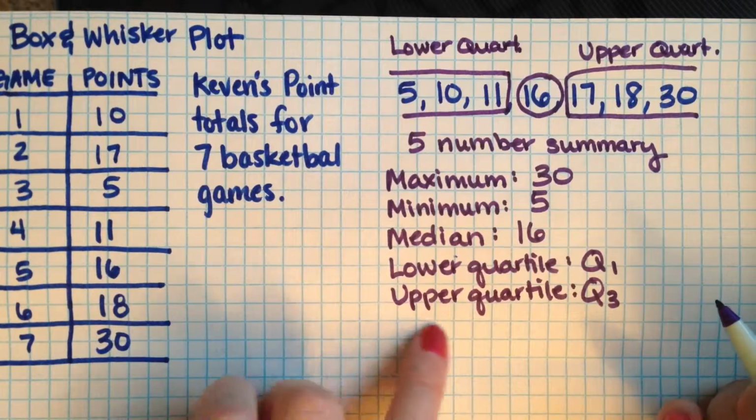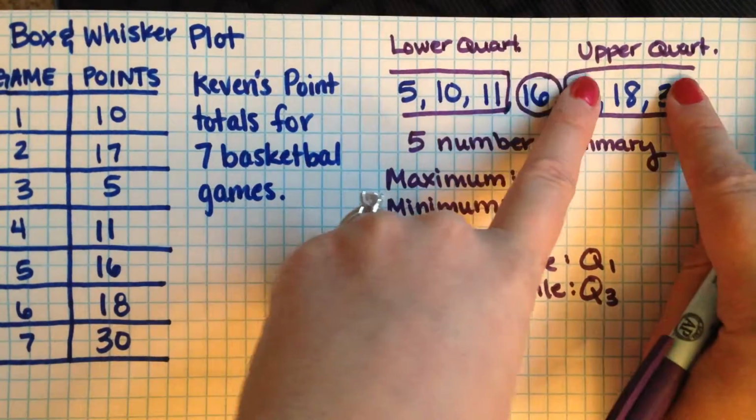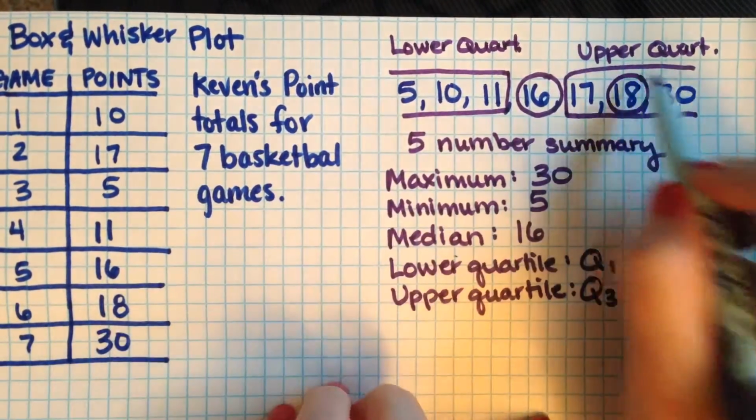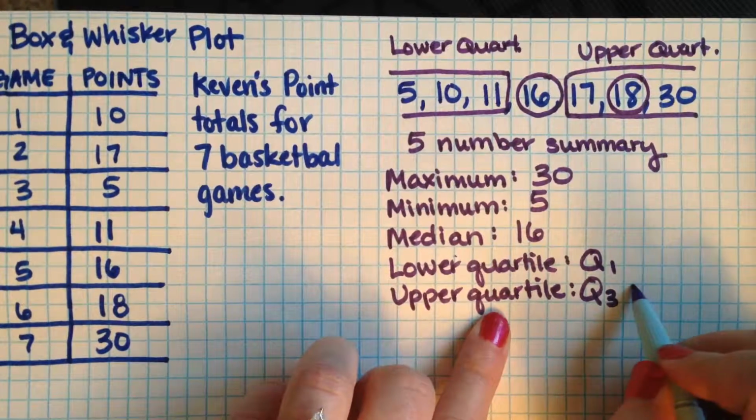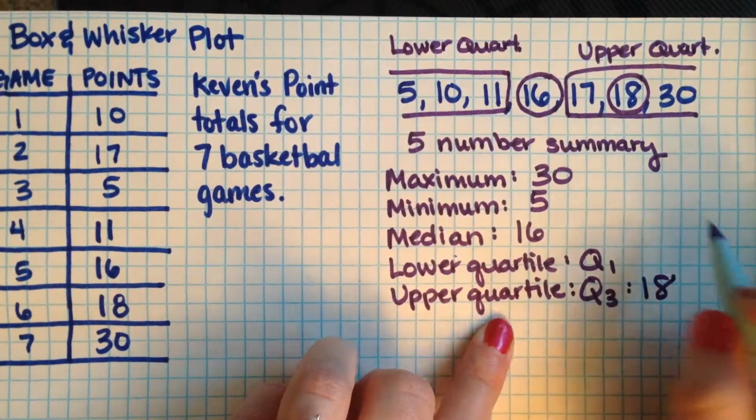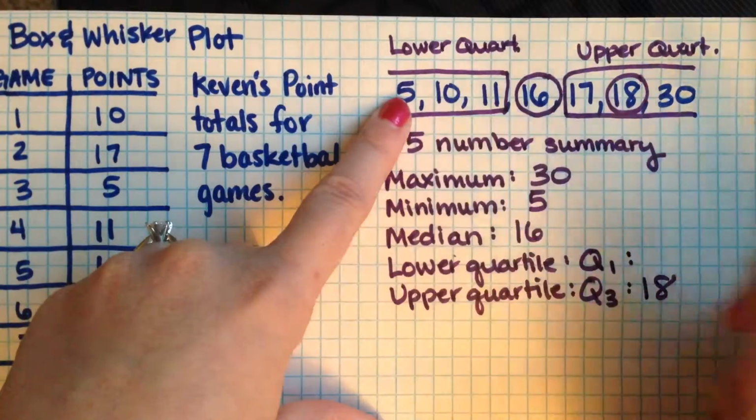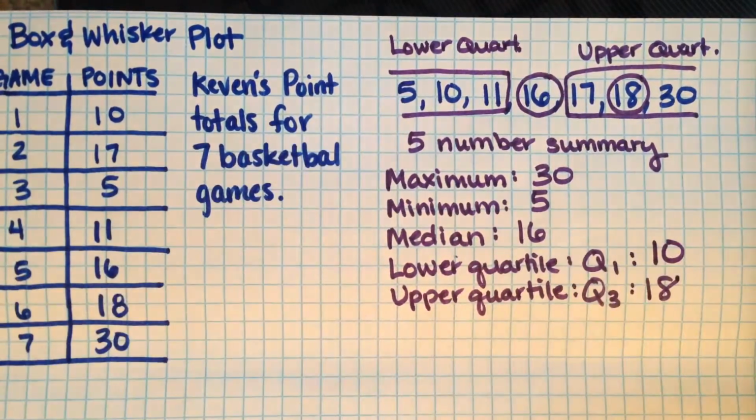Now the upper quartile is just the median of the upper region, so we find the median, we're looking at 18. And the lower quartile's median is 10. Now we have all we need to construct our box and whisker plot.